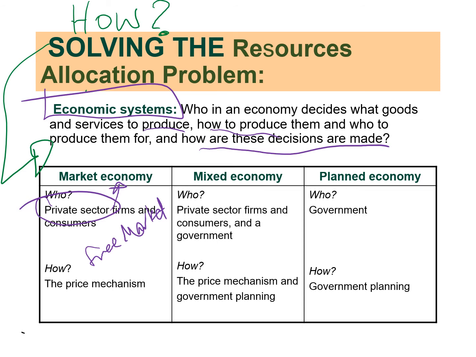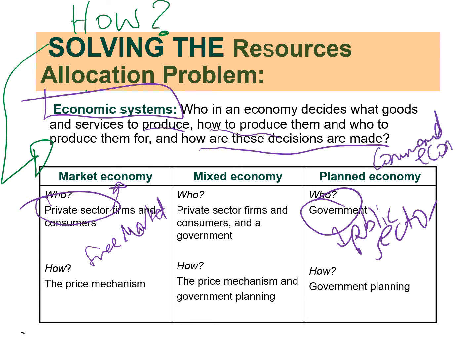If these three questions, the what, how, and for whom to produce, are answered by the government, which is the public sector, then I'm talking about a planned or a command economy. They mean the same thing. Later on, when we continue with the lesson, we will learn specifically the advantages and disadvantages of each of these economic systems. This one has disadvantages, and this economic system also has disadvantages.